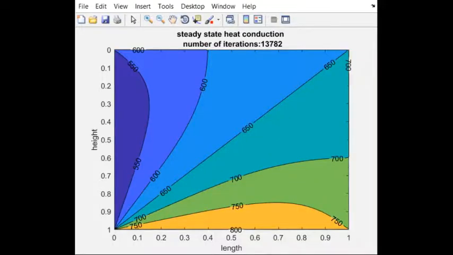This is how the steady state heat conduction looks. Now the iteration count changed to 13,782 from 542. Okay, thank you.